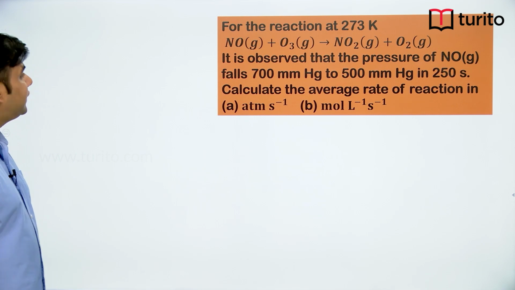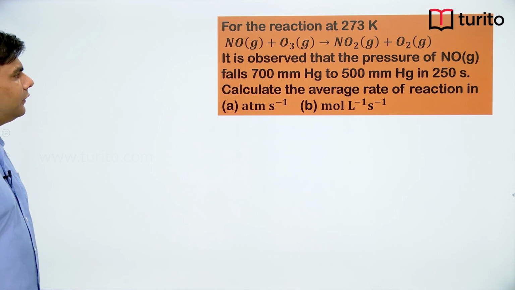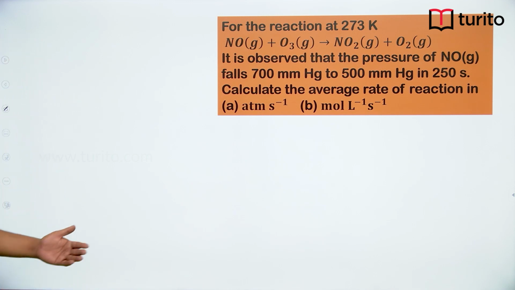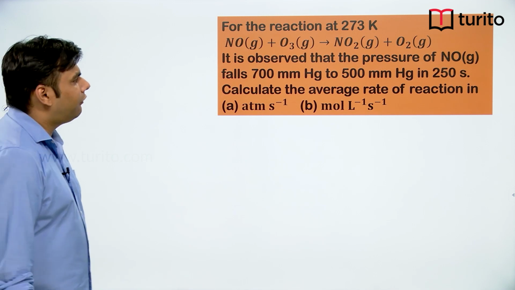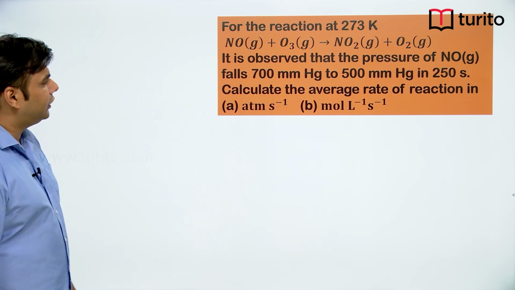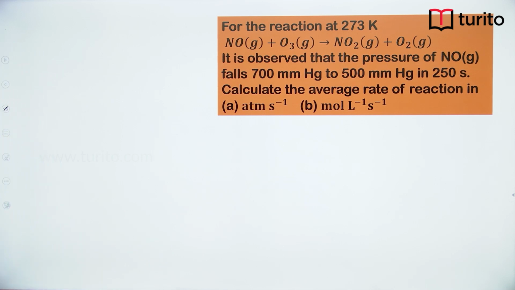So this basically says that for the reaction at 273 Kelvin, where we are reacting NO gas with ozone and forming NO2 gas and O2, it is observed that the partial pressure of NO gas falls from 700 millimeter Hg to 500 millimeter Hg in 250 seconds. Calculate the average rate of reaction in atm per second and, in the second part, molar per second.